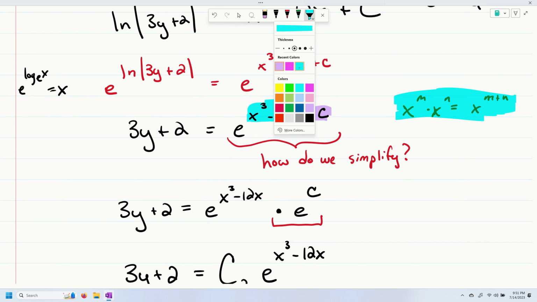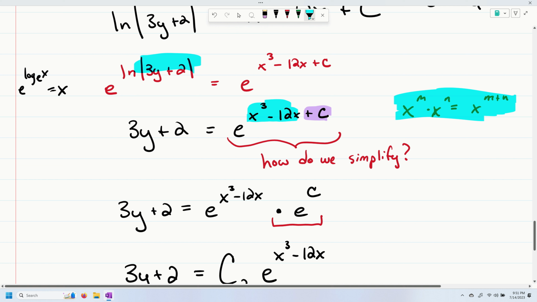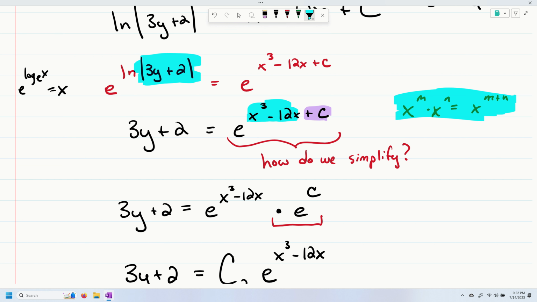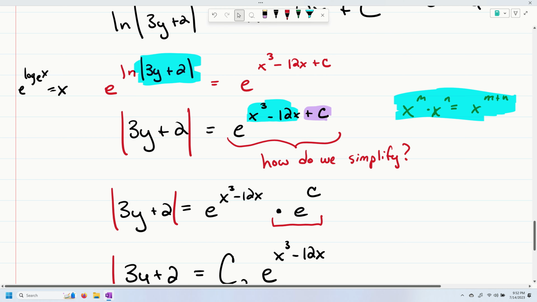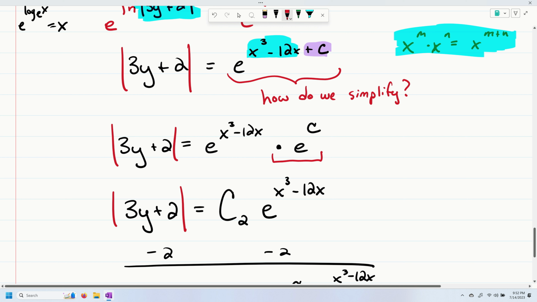Here I have the absolute value of 3y plus 2 for the argument of my natural log. But then, if you notice, I kind of dropped it. And I did that because I kind of knew where this was going. But technically, you still have the absolute value there, which is going to transition all the way down. Okay? But what ends up happening here is this.